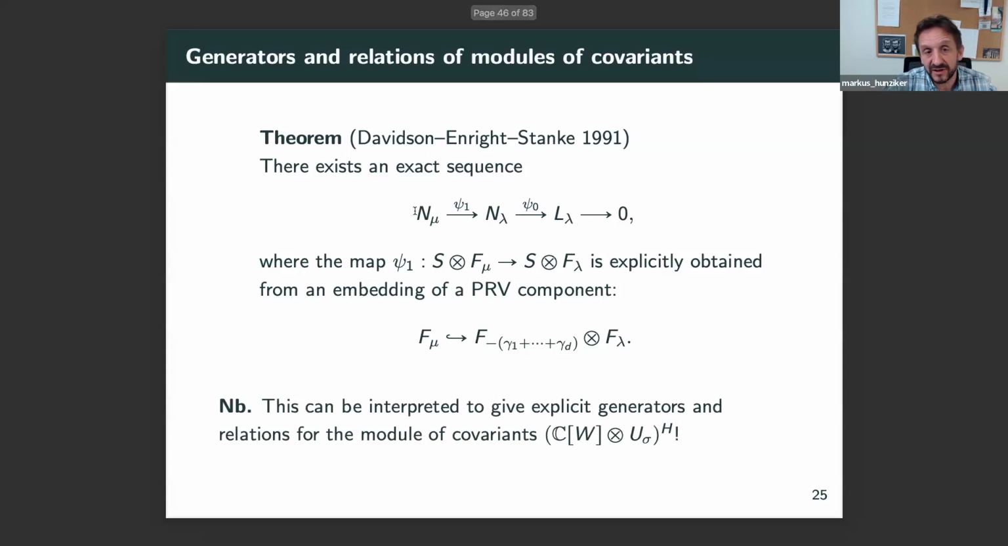And this sequence here, I guess it's shorter than a short exact sequence. This exact sequence can be then used to give all the explicit generators and relations for my models of covariance. If I would do this for H equal to the group plus minus 1, I would get what I did in the prelude.